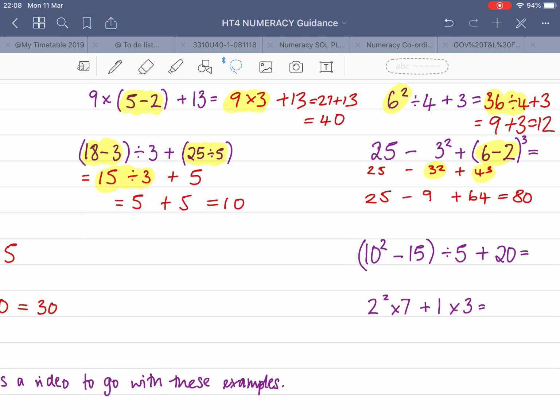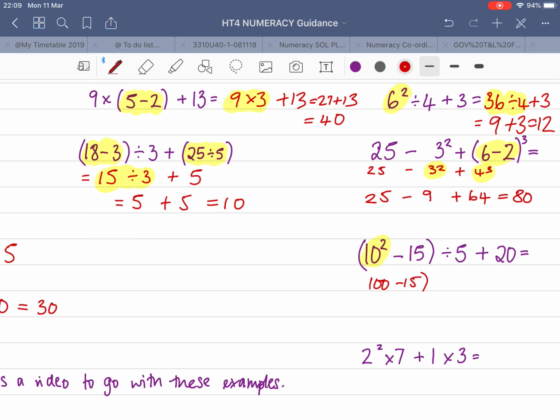This time the power is inside the bracket. This means that we are going to be doing that first, because the bracket takes priority, and this is inside the bracket, so it takes priority over the subtraction. So 10 squared gives me 100, which I will be taking away, subtracting 15 from in a moment, and then dealing with the rest of the question. So 100 take away 15 is 85. And now when I look at the question again, I can see I've got a division. 85 divided by 5 gives me 17. And the very last thing is to add on that 20.